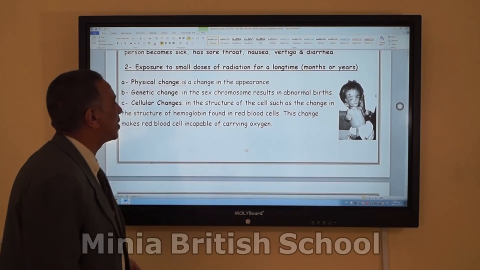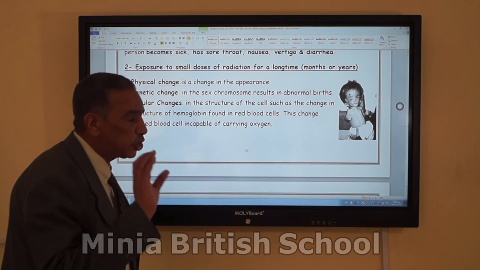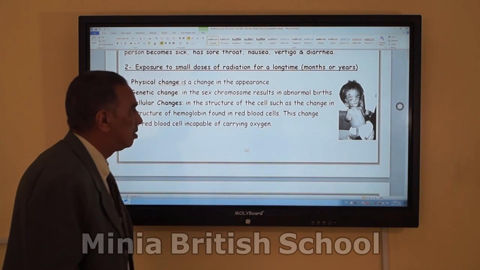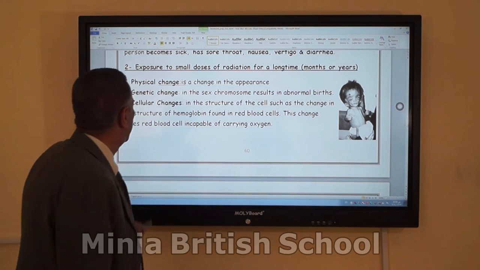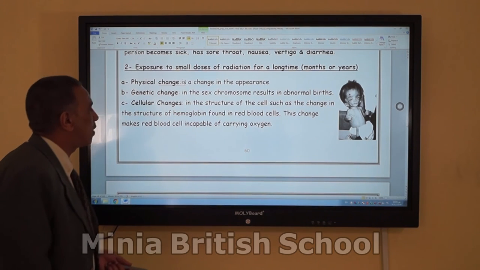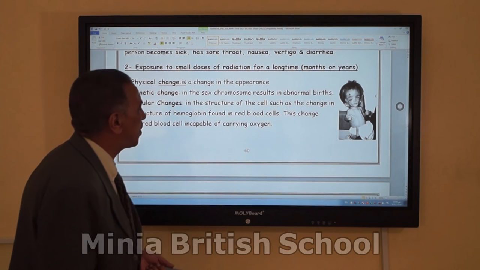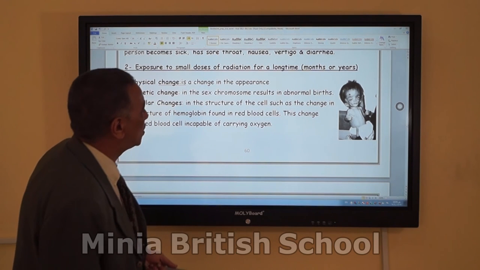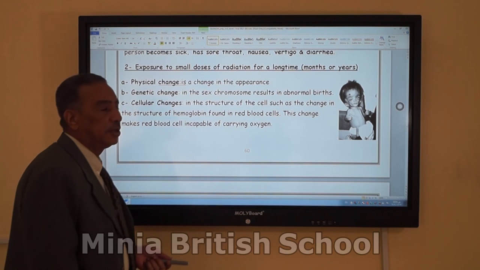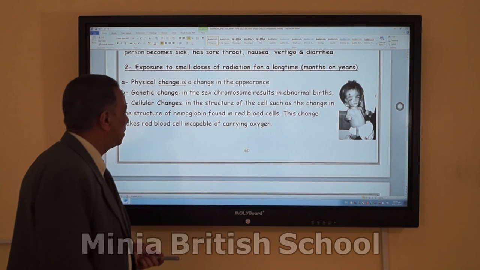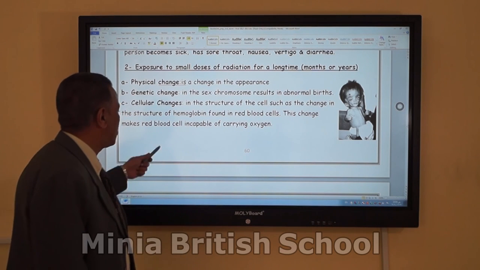The last one is the cellular change. I mean changing in the structure of the cell, such as the change that happened in the structure of the hemoglobin found in the red blood cells. This will lose its ability to carry the oxygen and make it incapable of carrying the oxygen.